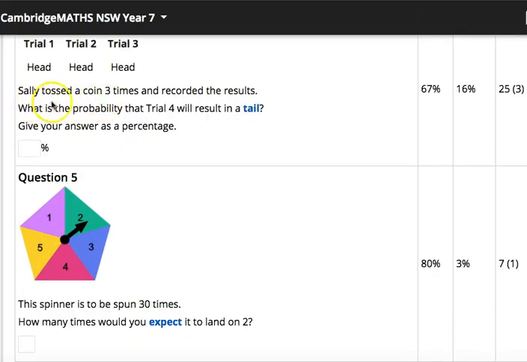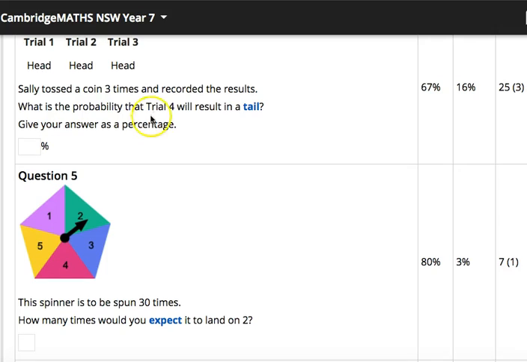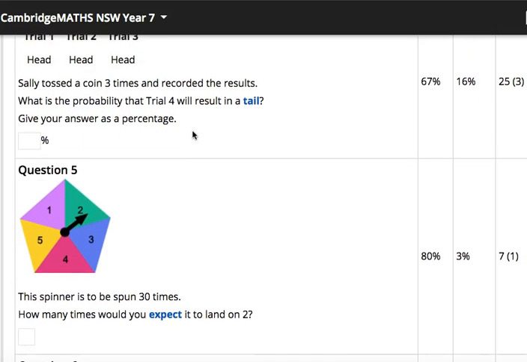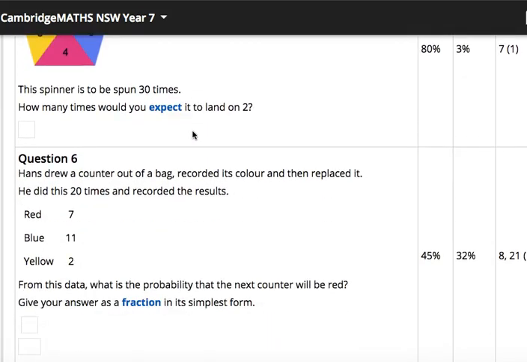In question 4, Sally tossed a coin 3 times and recorded the results. What is the probability that trial 4 will result in a tail? It's still 50%. It does not matter if you toss a coin 3 times and you get heads every single time. The coin still has a head and a tail. So the probability that you'll get a tail is 50%. Okay? Question 5 is fine.